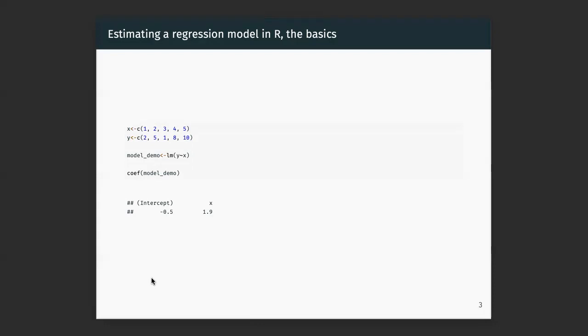So in this case, if x were equal to 2, we would predict the mean value of y, the expected value of y. Of course, it's not going to be the exact value of y, but what we expect y to be will be minus 0.5 plus 2 times 1.9, so 3.3. We expect y when x is 2 to be 3.3. Now, of course, y when x is 2 is 5. We have an error there of about 1.7.